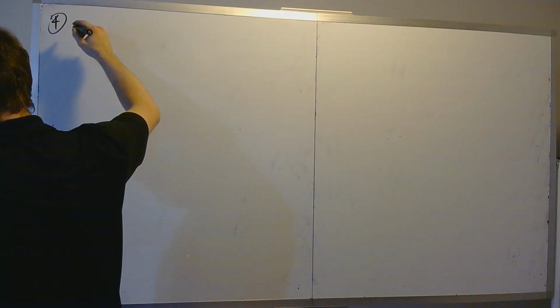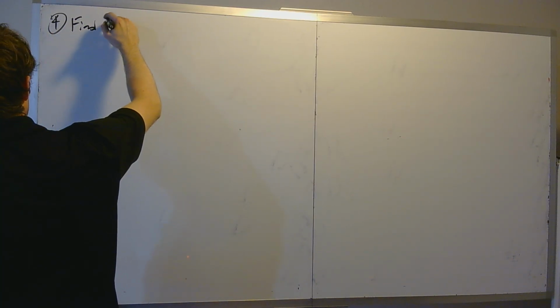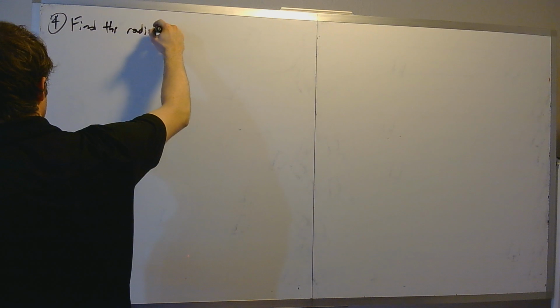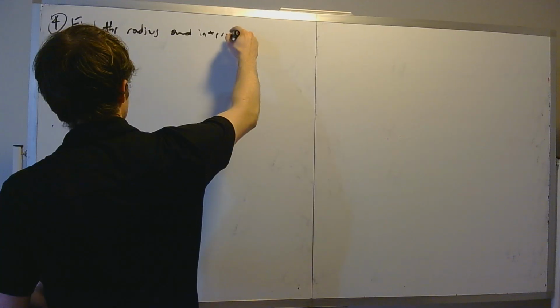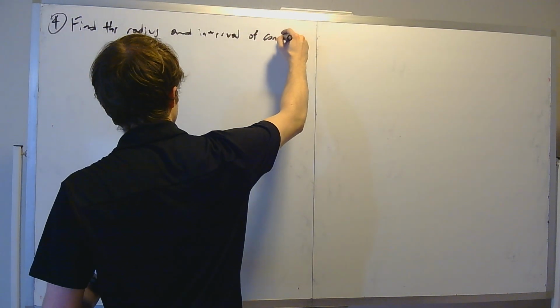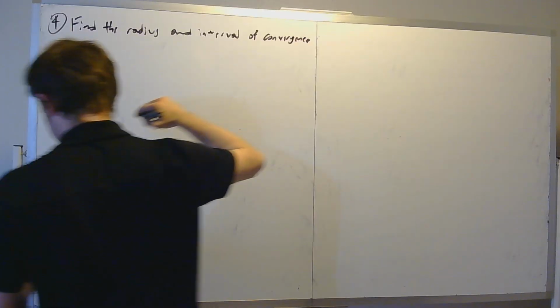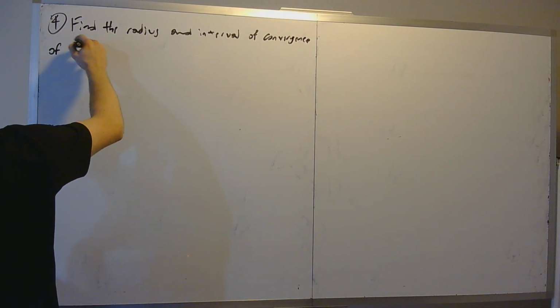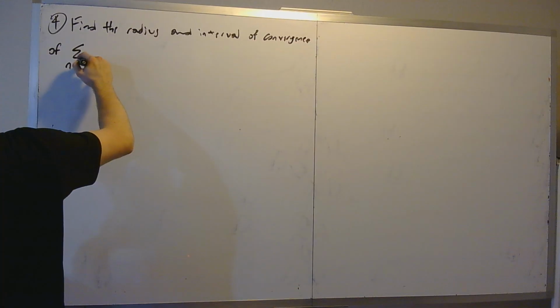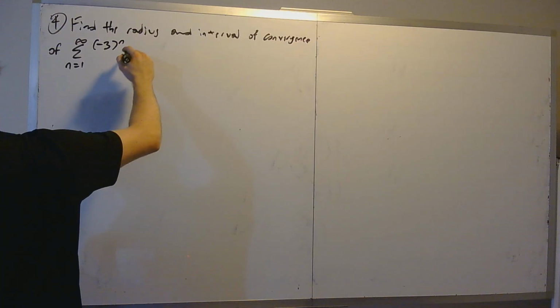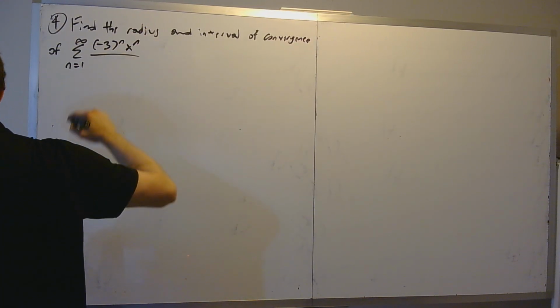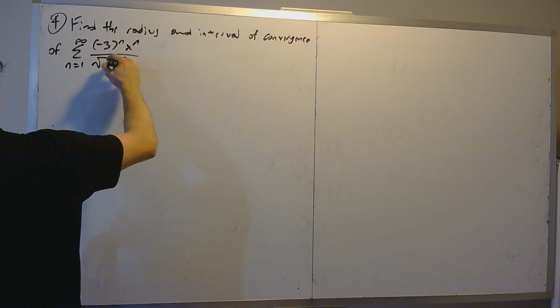Okay. So for number 4, I'm going to say find the radius and interval of convergence of, so we're going to have the series from n equals 1 to infinity of -3 to the power of n times x to the power of n over square root of n plus 1.